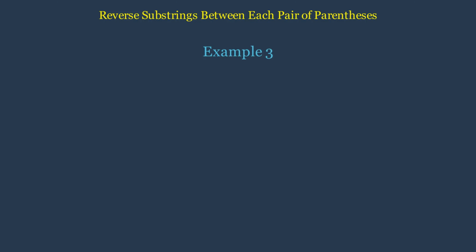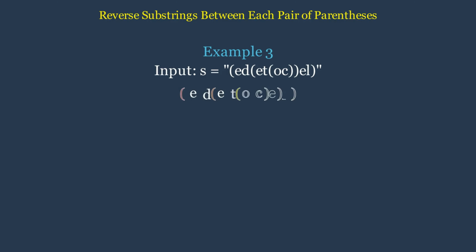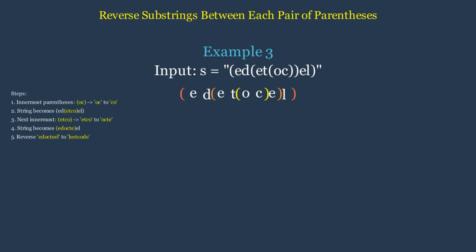Now, let's examine example 3, our most complex case. Our input string is (ed(et(oc))el). This example has 3 levels of nested parentheses. Let's go through the steps. First, we focus on the innermost parentheses containing OC. We reverse this to CO. Watch as we reverse OC to CO.